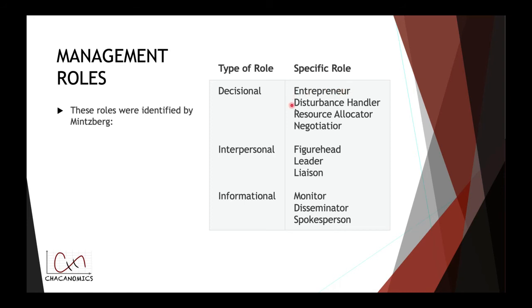There are as well disturbance handlers. They are in charge of taking care of any problem that may arise between employees. Of course, they are resource allocators because it's part of the definition of management, and they have to be negotiators. They have to be able to make agreements when there are different interests on the table.